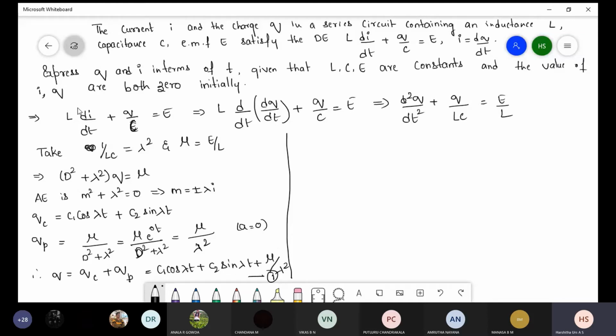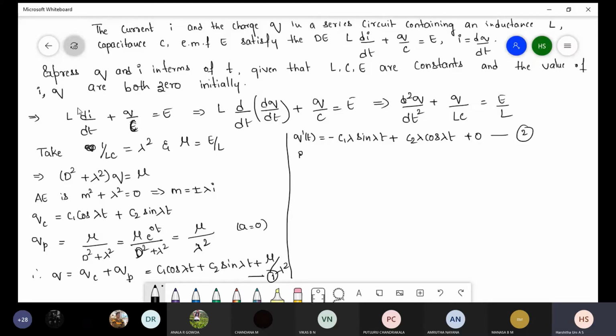Now we have to differentiate Q with respect to t. So it becomes Q dash of t is equal to minus C1 lambda, differentiation of cos lambda t is minus lambda into sin lambda t, plus C2, differentiation of sin lambda t is lambda into cos lambda t. Last one, there is no t term, so we can write 0 because differentiation of a constant term is 0. Call this one equation 2.